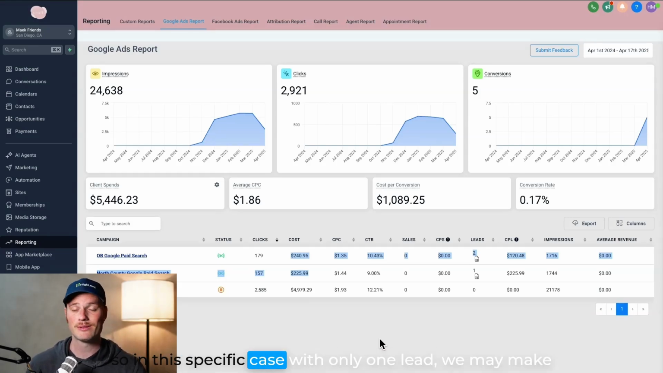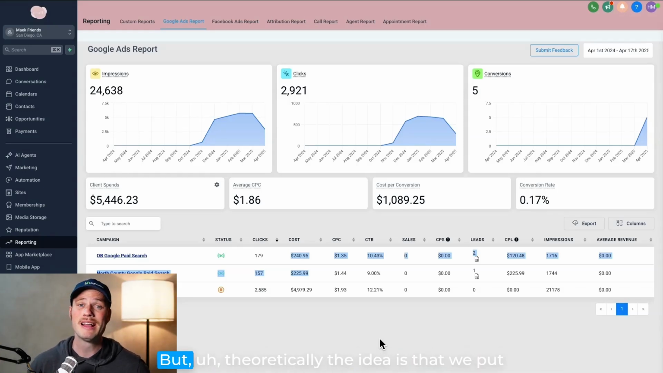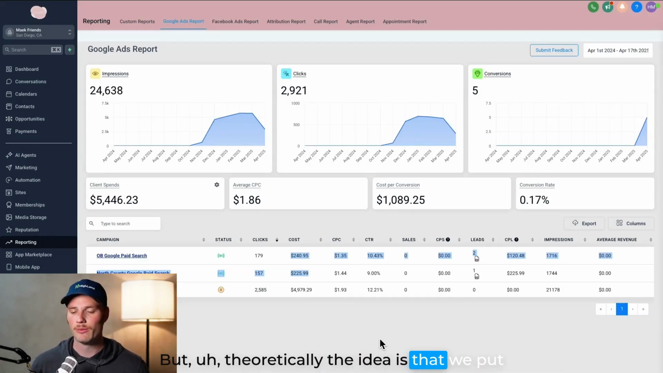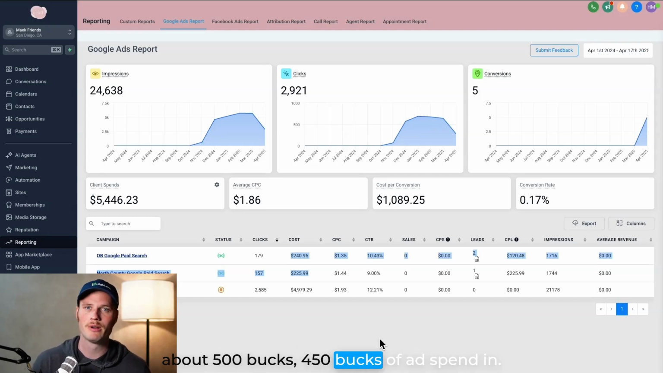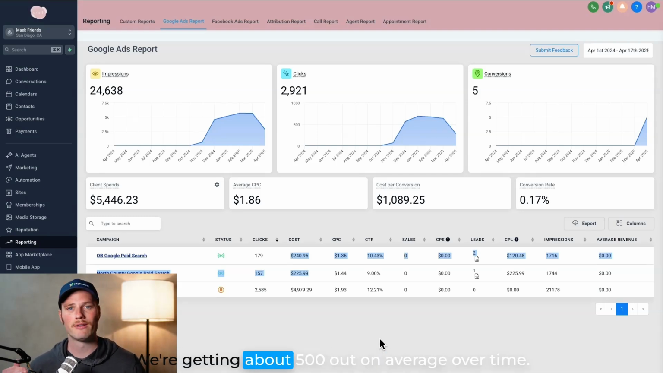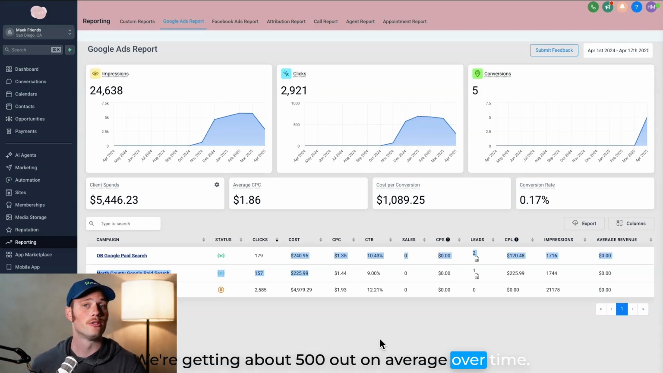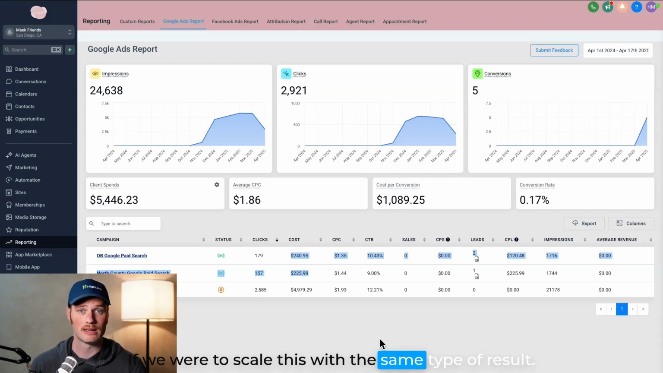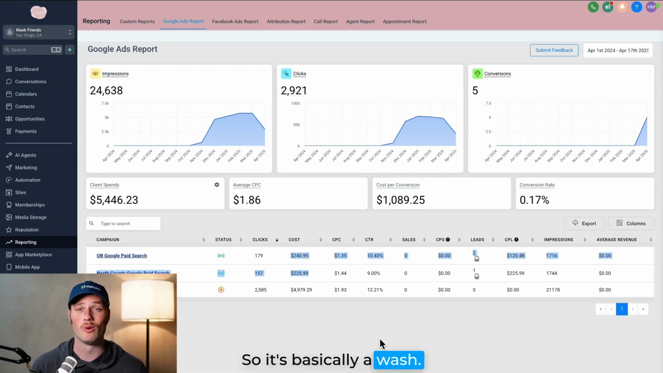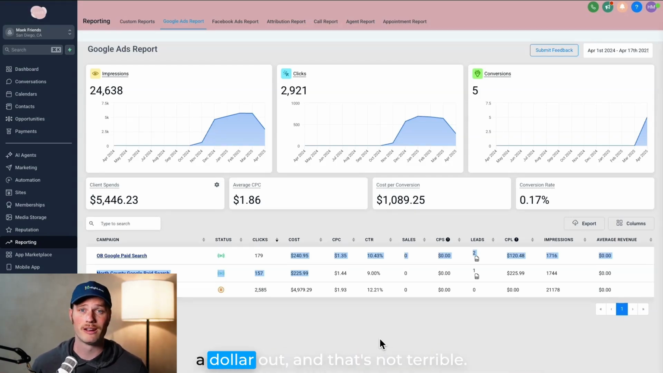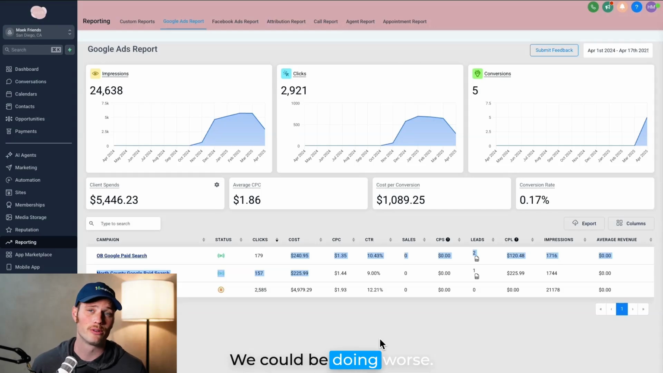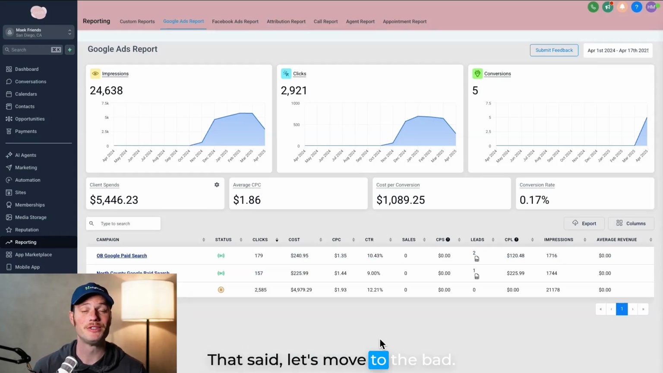So in this specific case, with only one lead, we may make $1,000 or we may strike out and get zero. But theoretically, the idea is that we put about $500, $450 of ad spend in. We're getting about 500 out on average over time if we were to scale this with the same type of result. So it's basically a wash. We're putting $1 in and we're getting $1 out, and that's not terrible. We could be doing worse. That said, let's move to the bad.